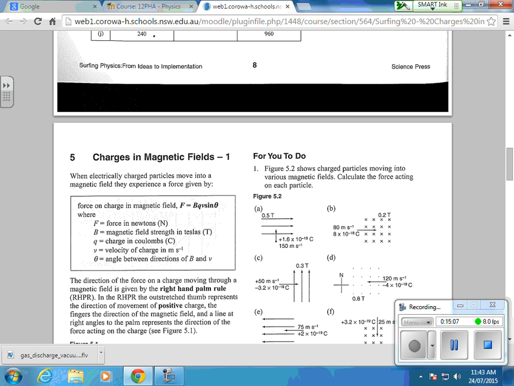F equals qvB sin theta. A particle moving in a magnetic field will experience a force. That's what that formula says, and that's a formula you need to know. A charged particle, q, moving in a magnetic field B, and v is the moving bit, the velocity, experiences a force. Now this is straightforward, this is straight maths, just another formula.